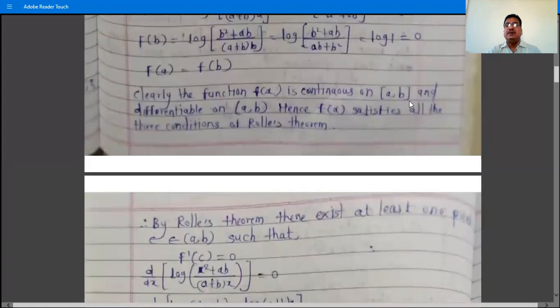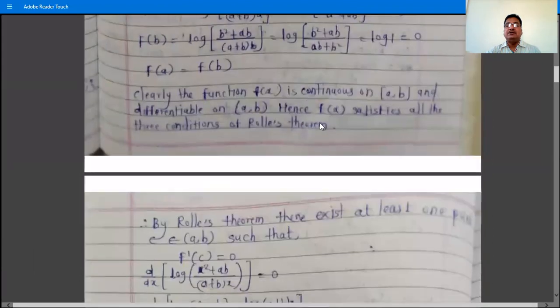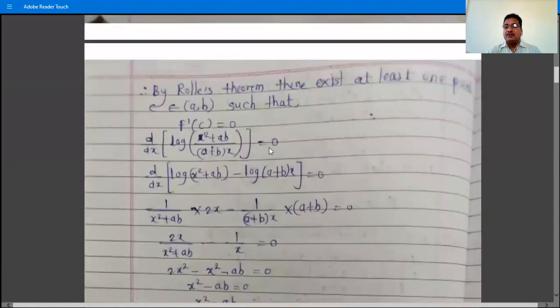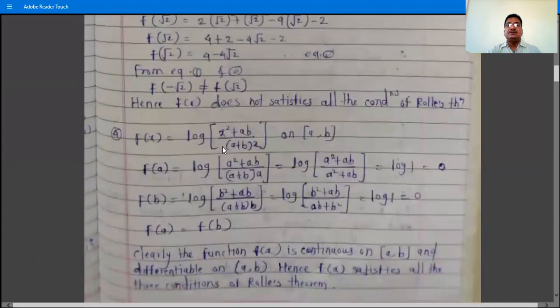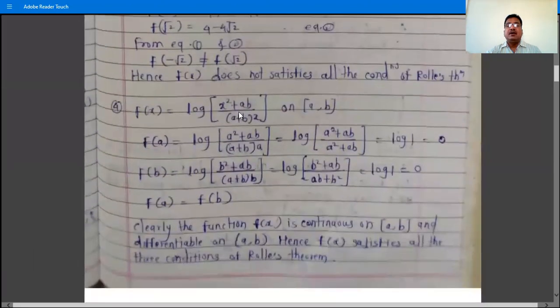Clearly the function is continuous on the closed interval a b and differentiable on the open interval a b, because the logarithmic function is continuous and differentiable, and f x satisfies all the conditions of Rolle's theorem. By Rolle's theorem, there exists at least one point c belonging to the open interval a b such that f dash c is equal to 0. So what is the derivative? f x is log of (x square plus a b) minus log of (a plus b) x.